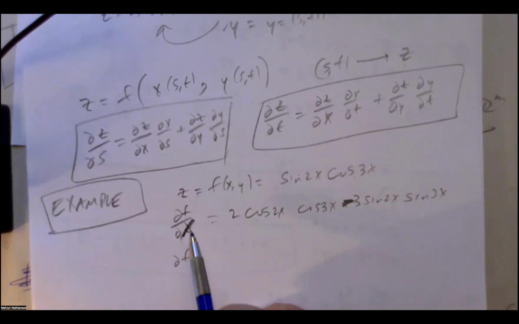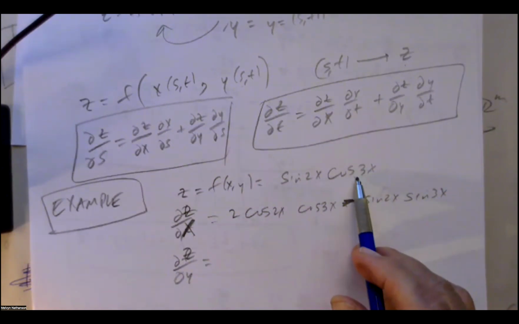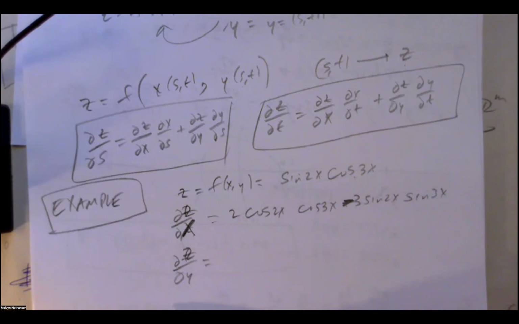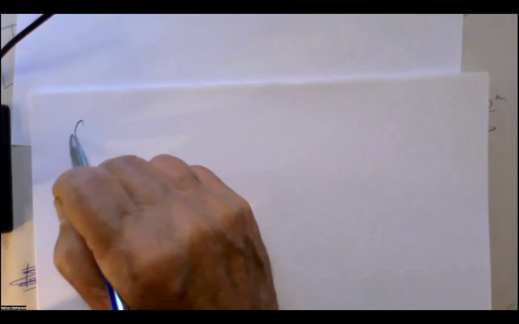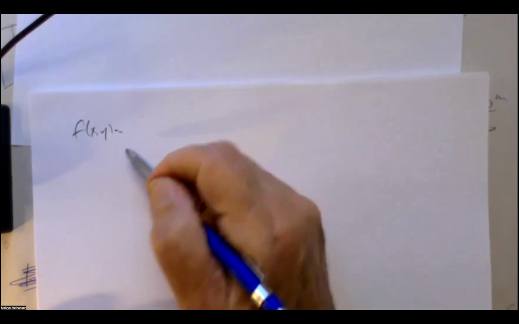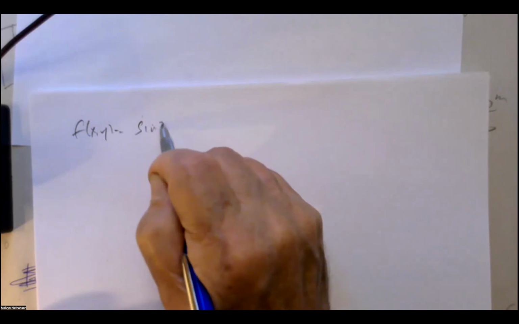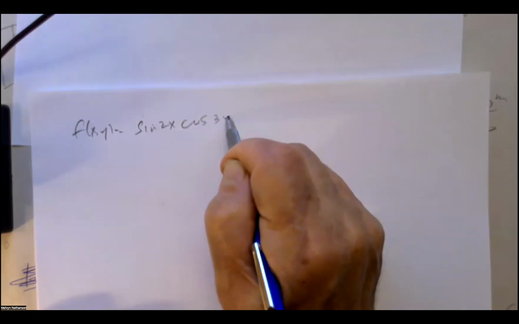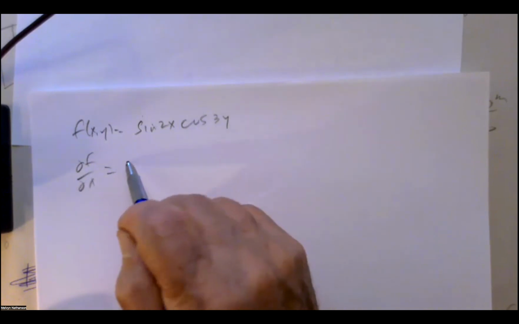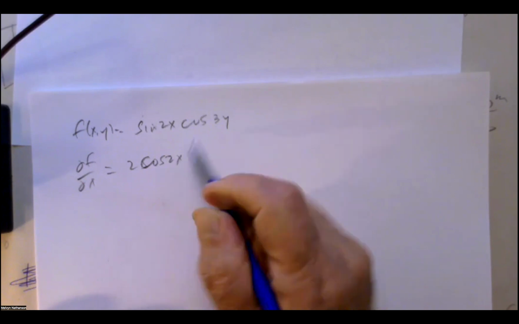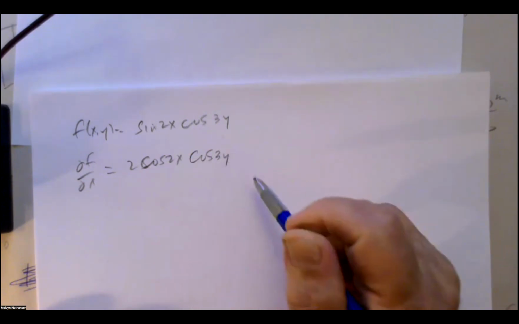And the partial of f, or z if you like, partial of z with respect to y. Oops, I'm sorry, I wrote this down wrong. Okay. I want to do the example in the book. So let's say f of x y is equal to sine 2x cosine 3y. So the partial of f with respect to x is 2 cosine 2x cosine 3y.